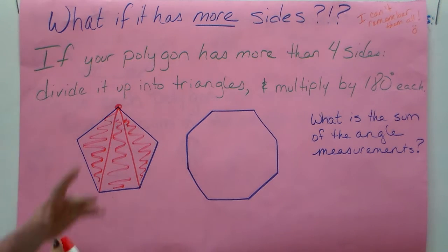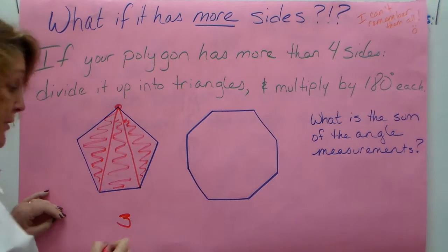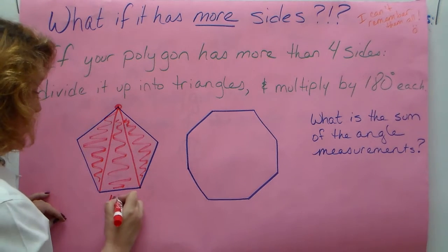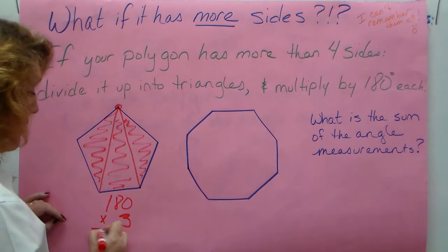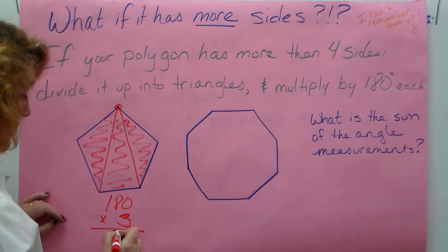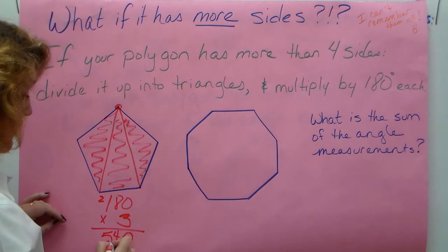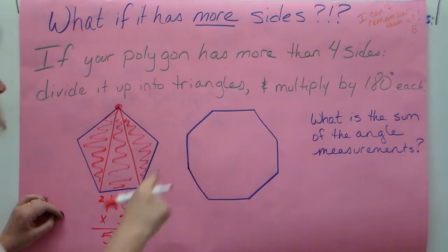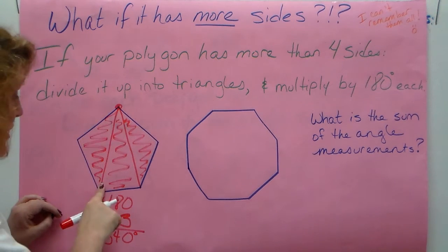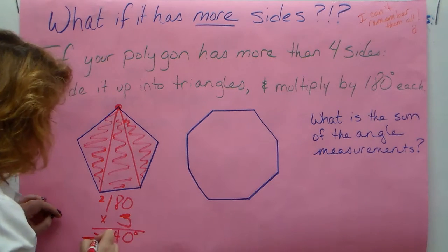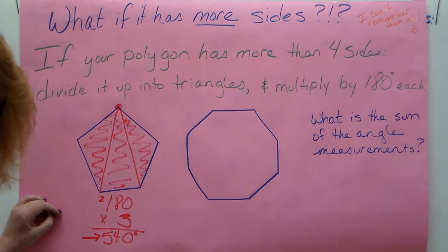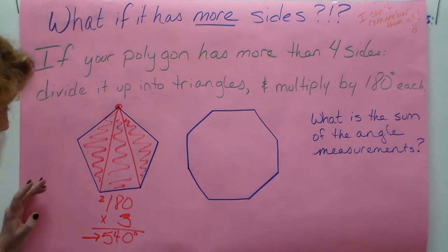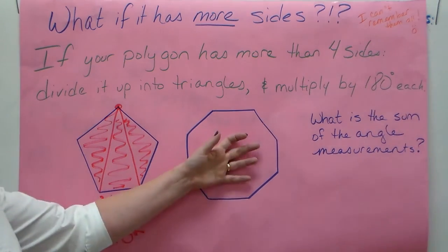Now, I've got 3 triangles, and each triangle has 180 degrees, and now I'm going to multiply. So, for a 5-sided figure, for a pentagon, if I add up the measures of all of the angles, it's always going to equal 540 degrees. Get it? So let's try something slightly bigger.